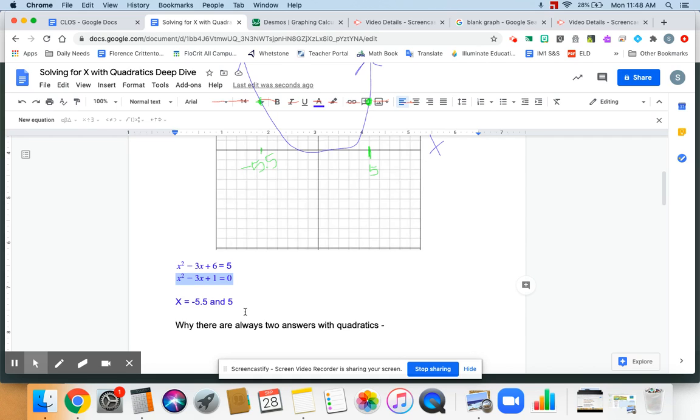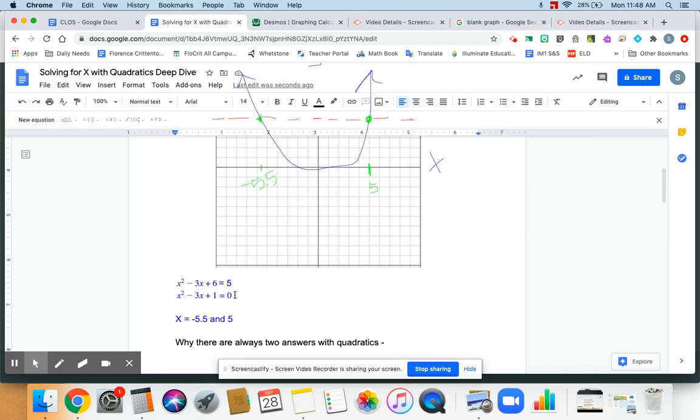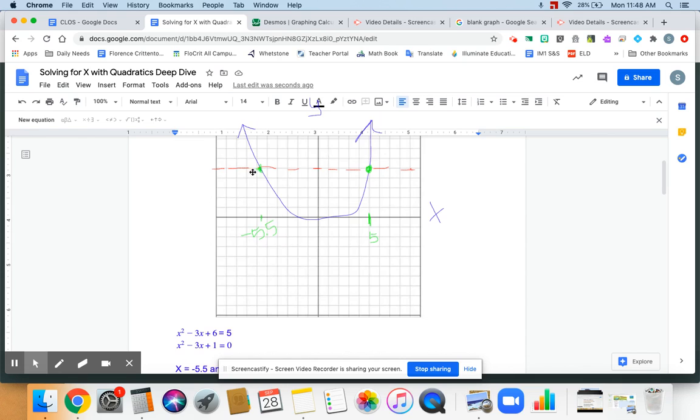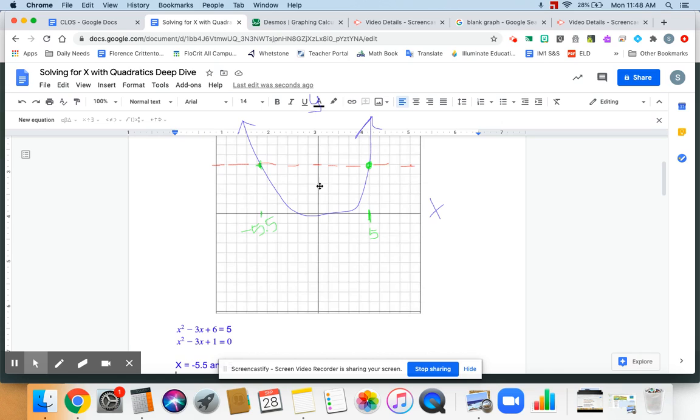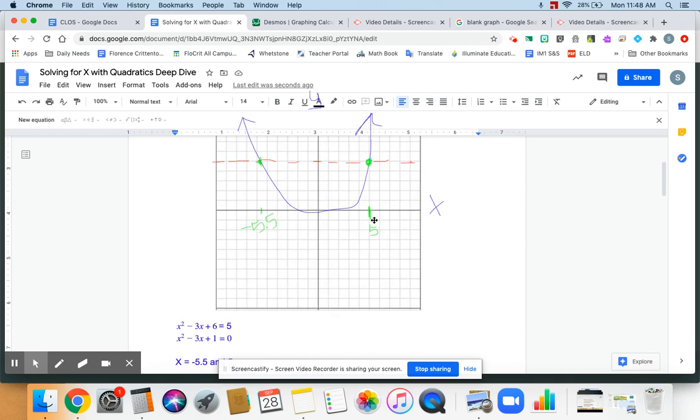So that's basically what we're doing when we solve for x. They give us some equation, and all equations can be graphed, all of them. And so when you take it, and it's saying, all right, it's equaling, what does x have to be for it to equal this number? Then you solve, and you figure out what those two x's are.